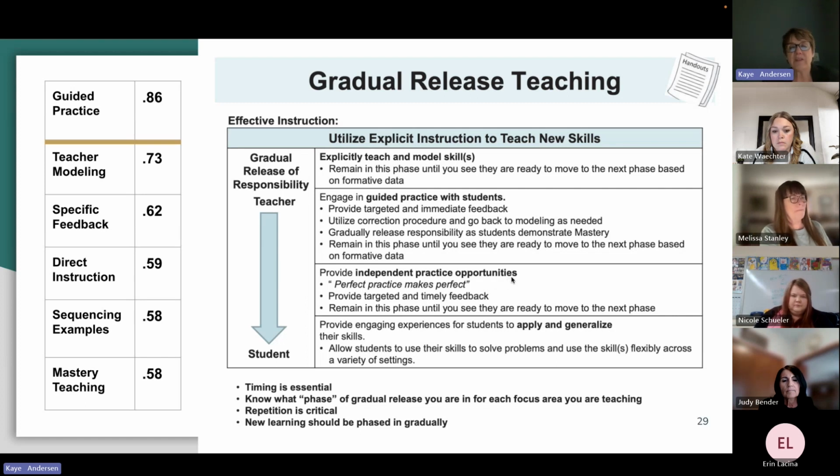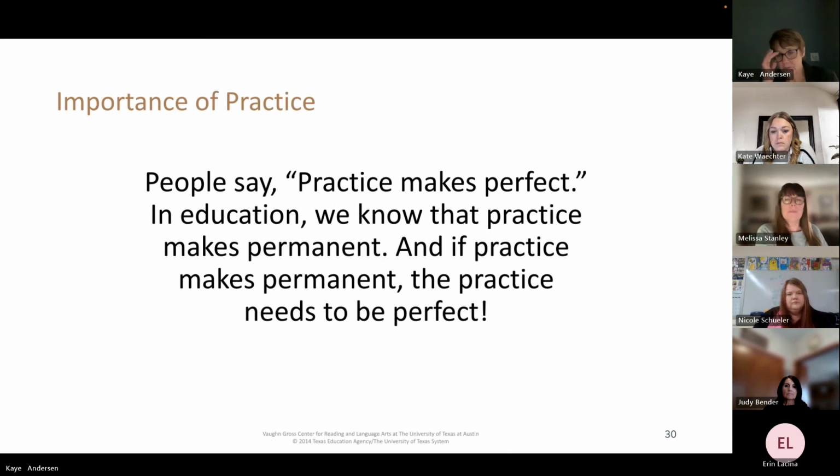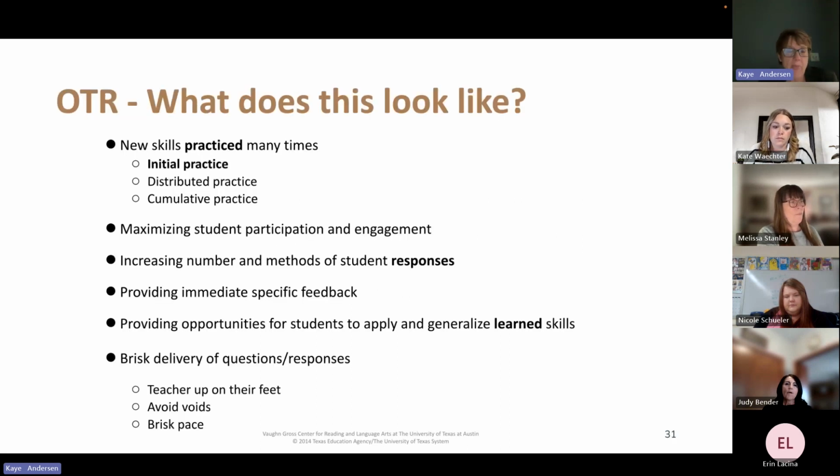Same thing when we move into independent practice. We're looking to give them targeted, timely feedback before we are ready to release them into doing more difficult problems. Practice makes perfect. Perfect practice makes permanent. Bad practice also makes permanent. If we want them to have the skills, our practice has to be perfect. The only way we're going to do that is to increase the amount of feedback we give them so that they can correct it as immediately as possible.